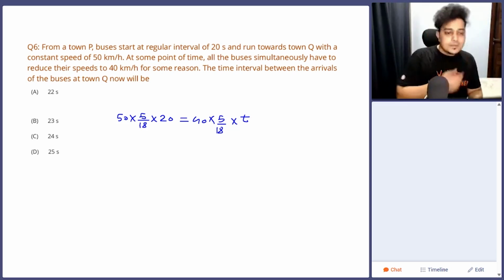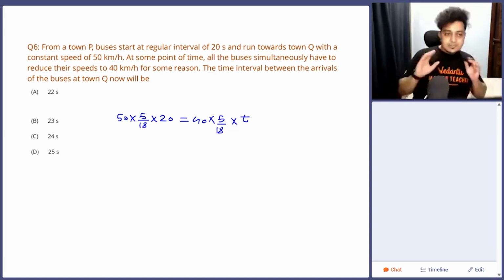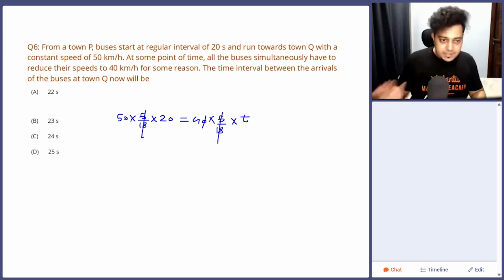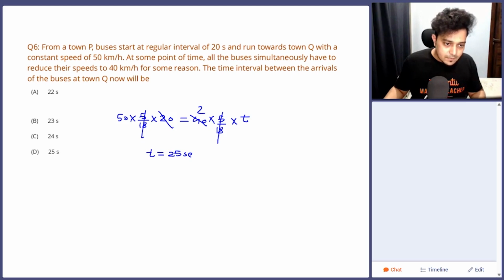Interesting question, no lengthy calculation, but you have to think carefully here. So 5 by 18 cancel, and altogether 20 and 40 cancel, this is 2. So time will be 50 by 2, that is 25 seconds. So option D is correct.